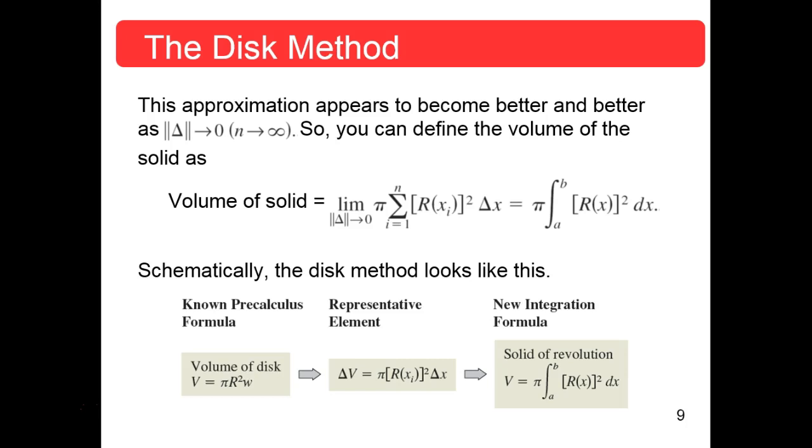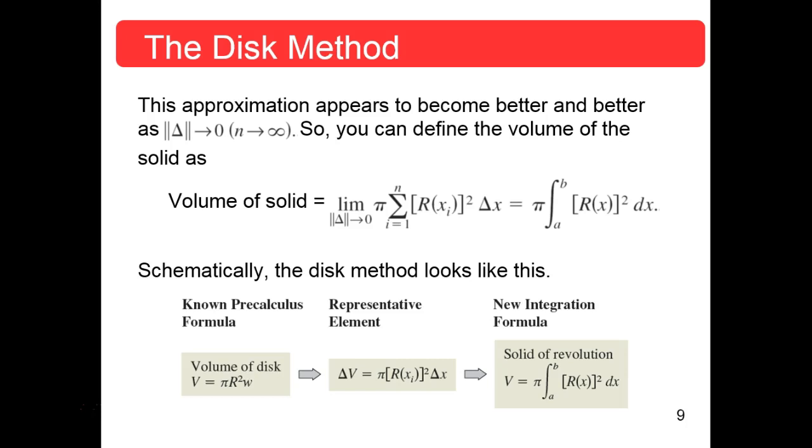Schematically, the disk method looks like this. The volume of the disk is a known pre-calculus formula, which is what they were harping on at the end of 7.1. The volume of a disk is pi r squared w, or I would have back then been calling this a height or length or something else, but they're calling it r here, which is fine. You can call it anything you want to.